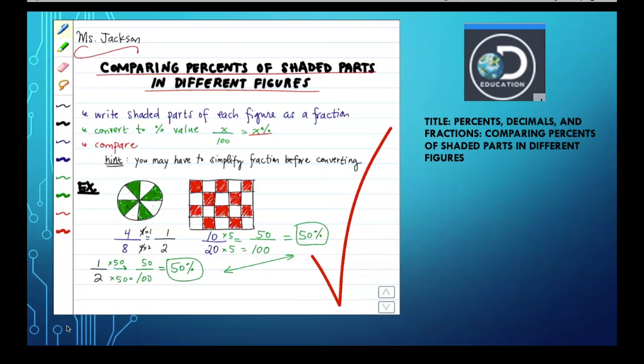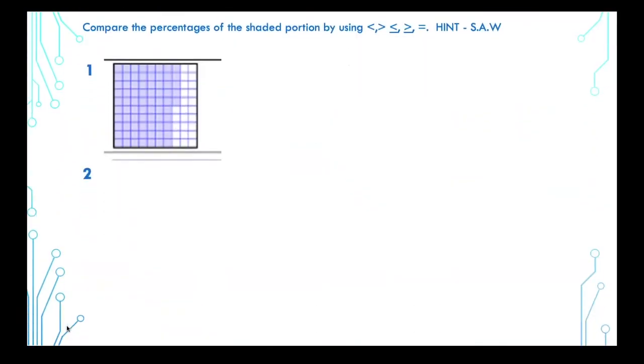All right. So I hope you wrote your notes if you needed to, but that was easy enough for us to understand that those pictorial representations were equal. So let's go ahead to our next problem. We're going to compare the percentages of the shaded portion by using the less than, the greater than, less than or equal to, or greater than or equal to, or equal symbol.